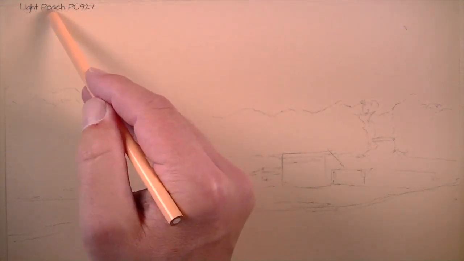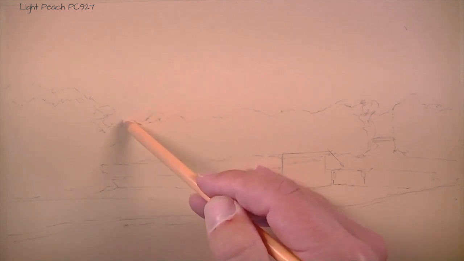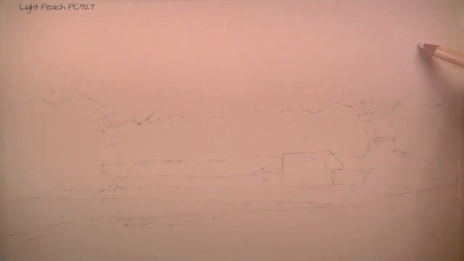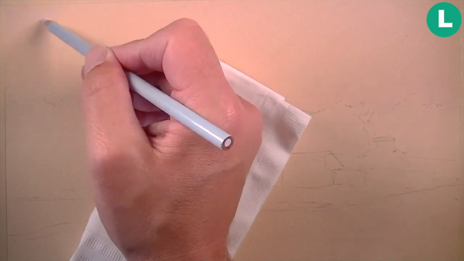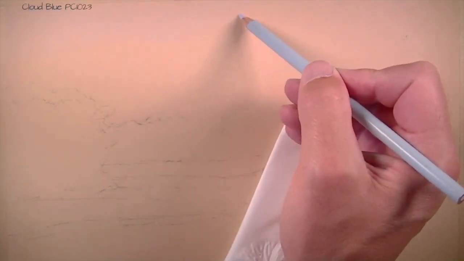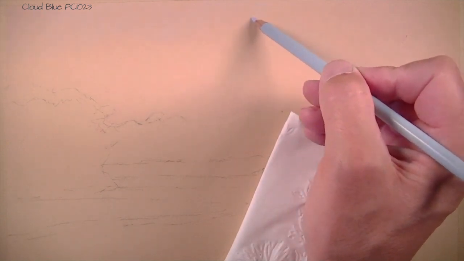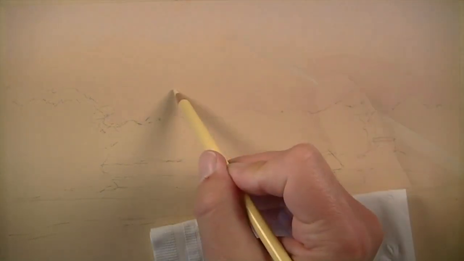In other words, we're going to start at the top of the paper and work downward. I'll begin by applying light peach using directional lines. This is a light application. I'll layer over the top of the light peach next using cloud blue, again trying to keep my lines at a diagonal. This is going to allow us to slowly build up the colors that are observed in the photo reference.